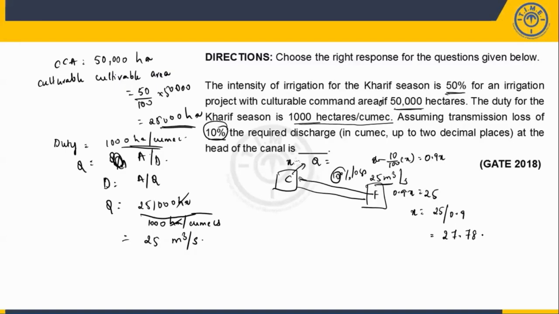It is 27.78. Understood? So one thing is very clear. We need to have a higher discharge at this point. Then only after the 10% loss will you get 25 meter cube per second. Understood? Look at this. Please let me know if you have any doubts in this.